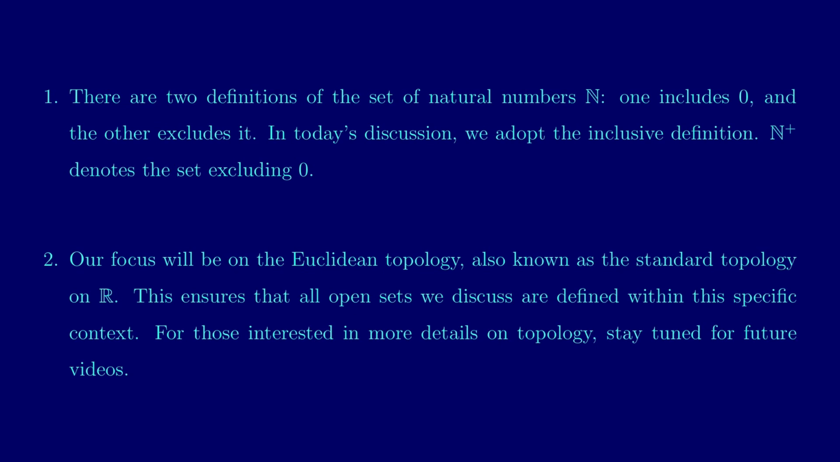In today's video, we adopt the definition of including zero in the set of natural numbers N, and N plus is then denoted as the natural numbers excluding zero. We will also be discussing open sets from the standard topology on R, which are simply those open intervals that you are most familiar with. So no worries if you haven't learned topology. Feel free to pause the video for more details.